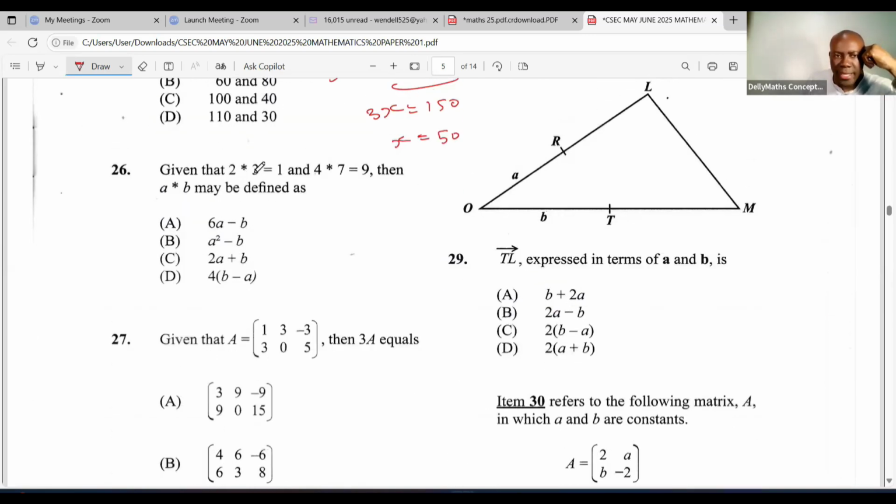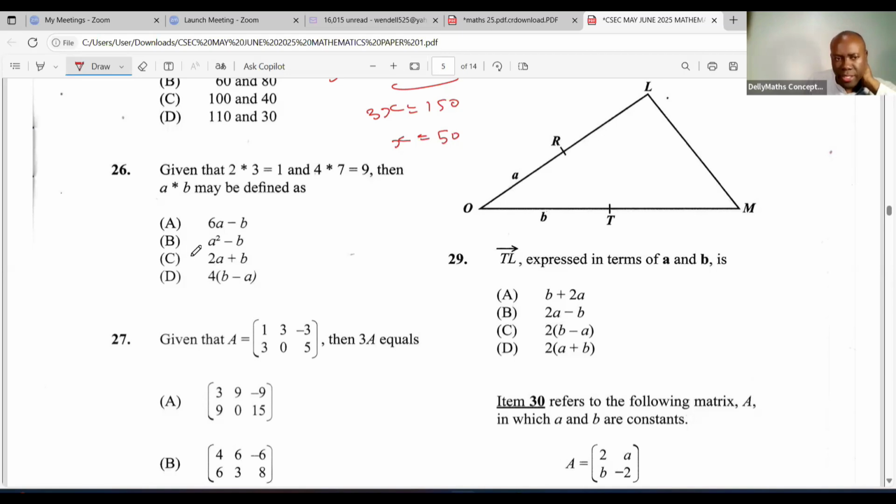All right, so given that 2 asterisk 3 is equal to 1 and 4 asterisk 7 is equal to 9, then A asterisk B is equal to what? So what you could do is try these, because you don't know what you have here. This is equal to that, that is equal to that. So you could just try these and see which one of these works out for you. You could try the one that you like first. All right, so let us try.